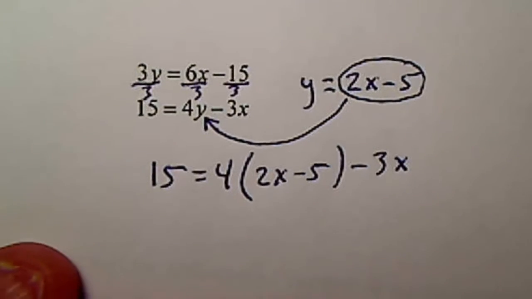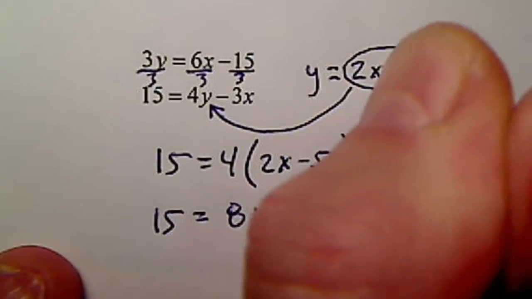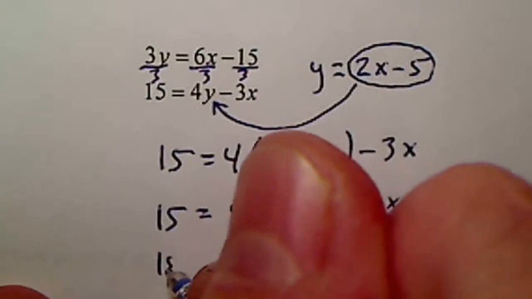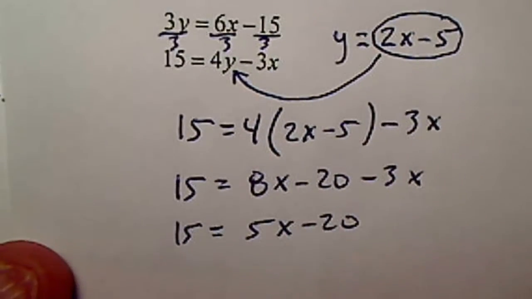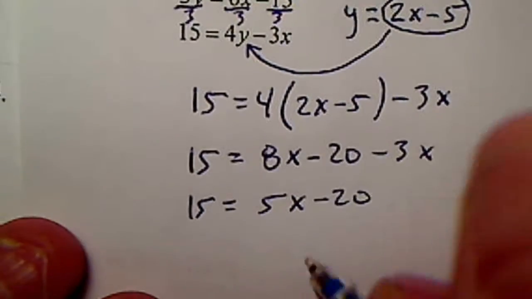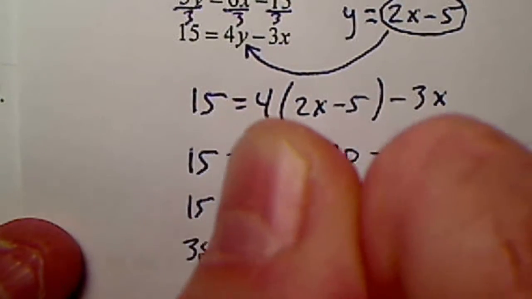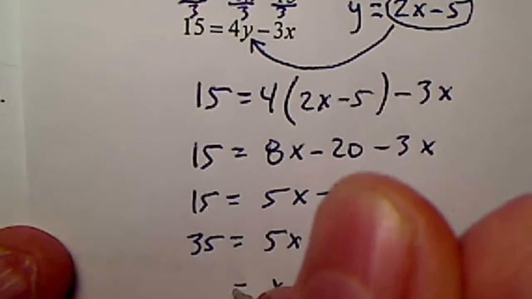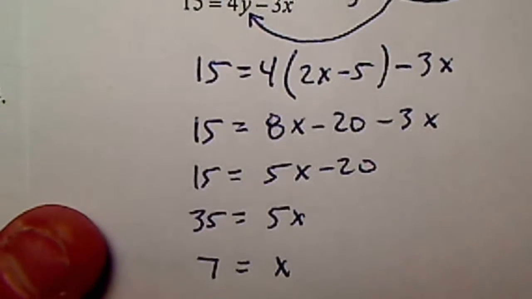And again, we have an equation here that just contains x's. So I'm going to distribute. Combine like terms. Get that variable by himself by adding 20 to both sides. And the last step would be to divide by 5. And I get x equals 7.